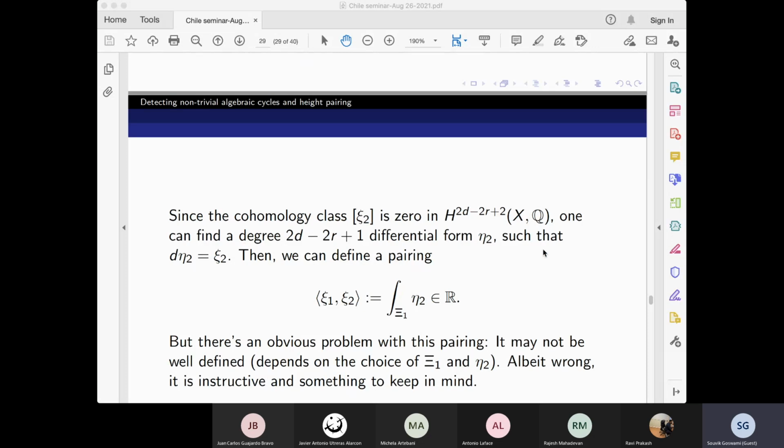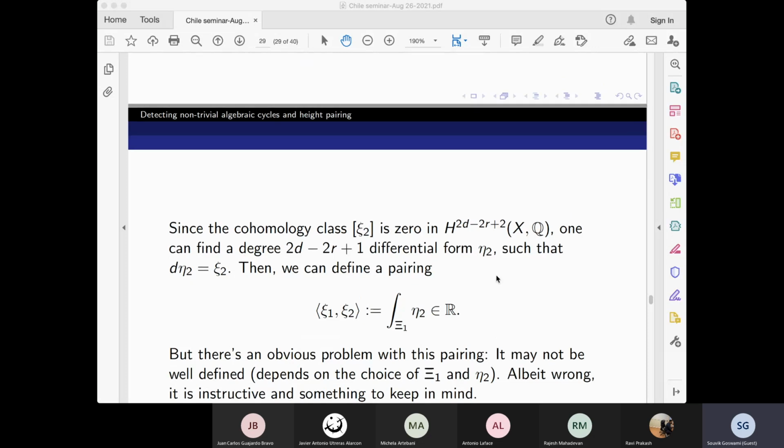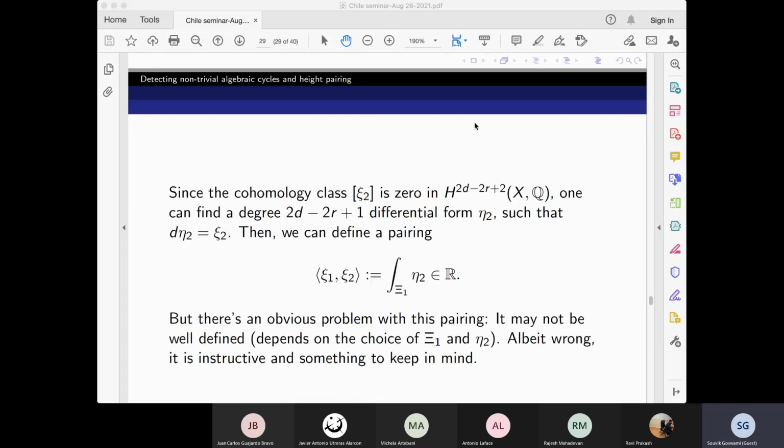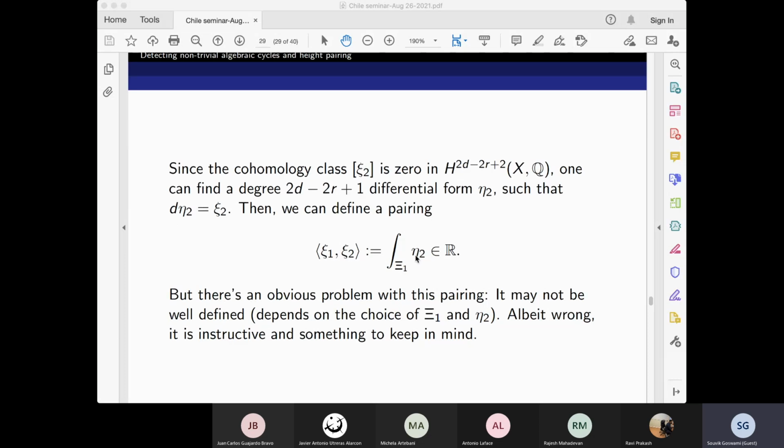Now, you know that you can integrate an r form against an r chain, right? So you have here a 2d minus 2r plus 1 form. So why not integrate against this 2d minus 2r plus 1 chain? Of course, one can do that. And this gives you a number. It gives you a real number, okay? We can declare that this is my pairing, just like that. So given two cycles which are homologous to 0, just declare this to be my pairing.